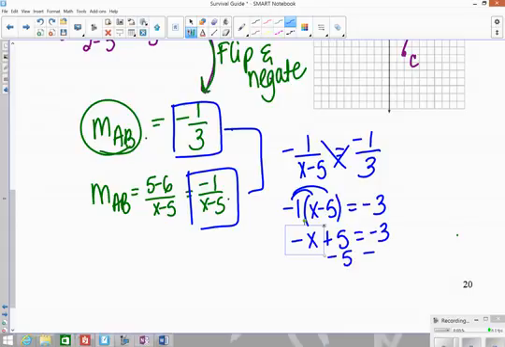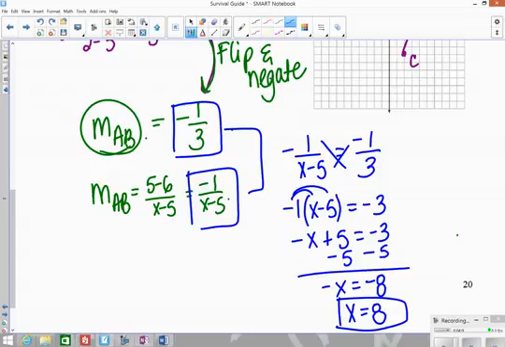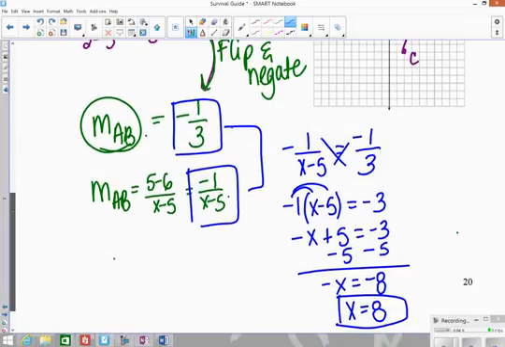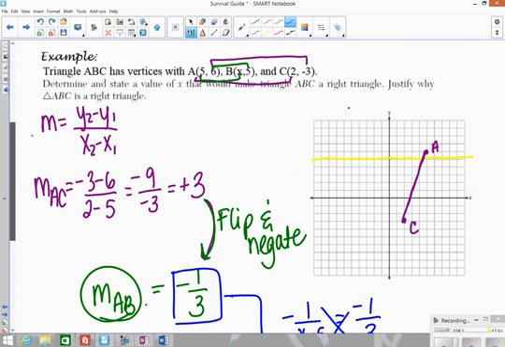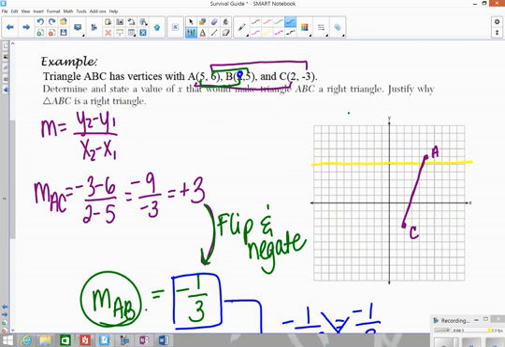Subtract 5 from both sides. So we get -x equals -8. Divide both sides by -1, you get x equals 8. So that tells me that the x coordinate of B is going to be 8. So up top here, instead of x, I know that this has to be 8.